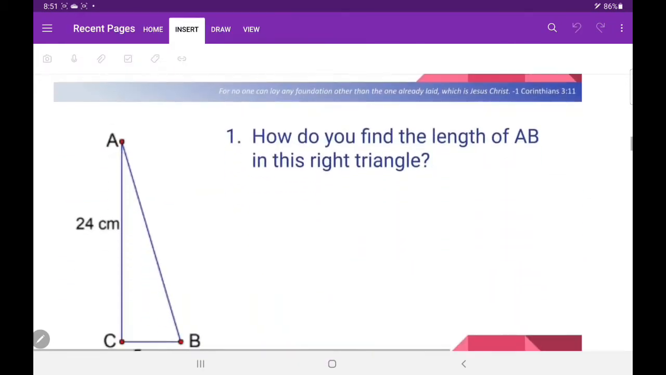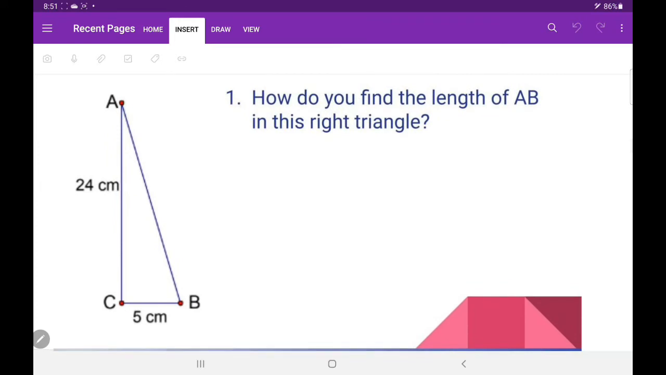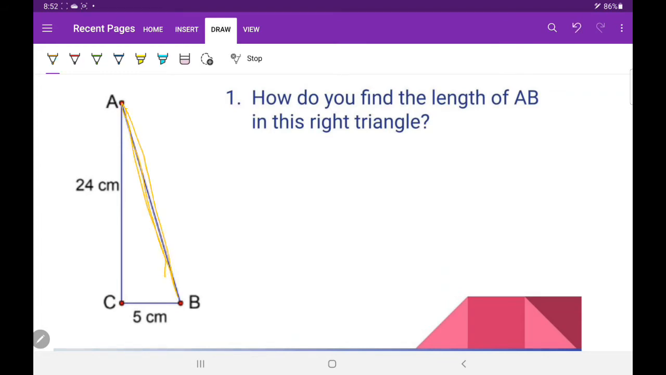All right, let's keep going. Here's a question. We've got this triangle here. How do you find the length of AB in this right triangle? Notice that AB is this side right here. How do I find this length?